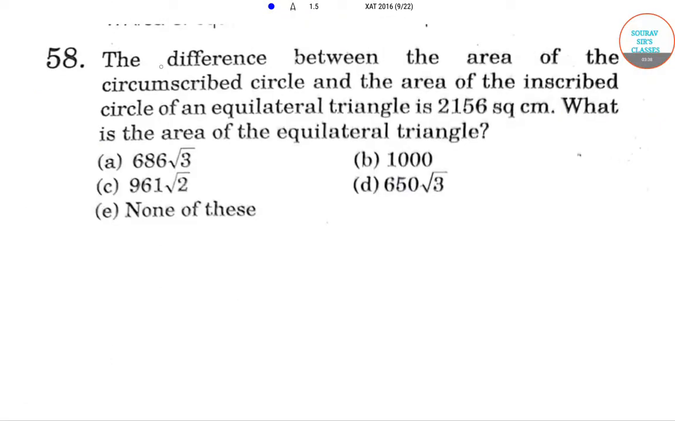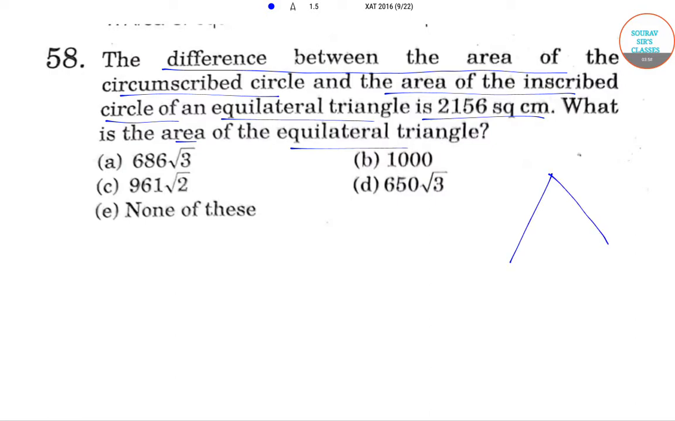The next question is, the difference between the area of the circumscribed circle and the area of the inscribed circle of an equilateral triangle is 2156 square centimeter. Then what is the area of the equilateral triangle? Say this is an equilateral triangle, this is the circumscribed circle, and this is the inscribed circle.